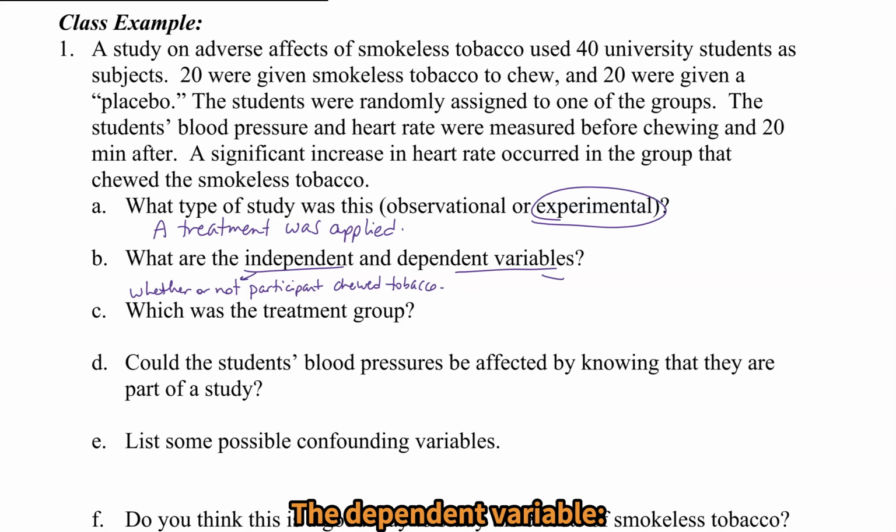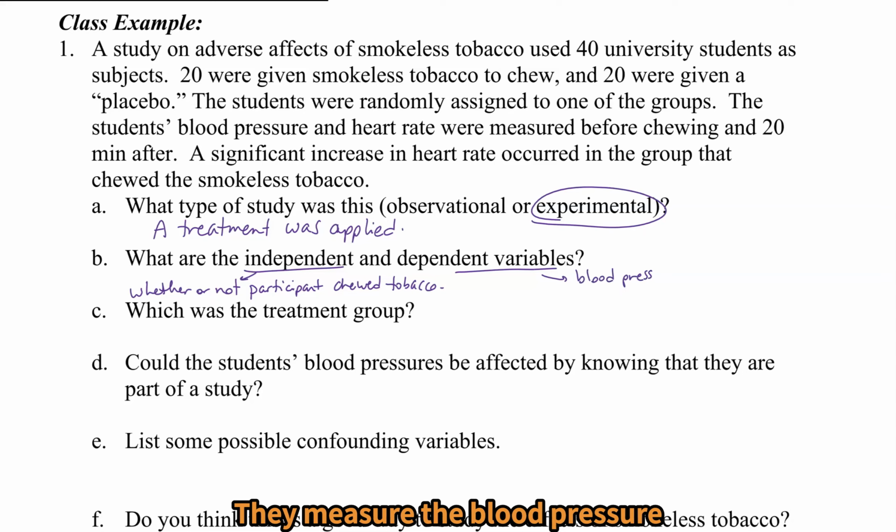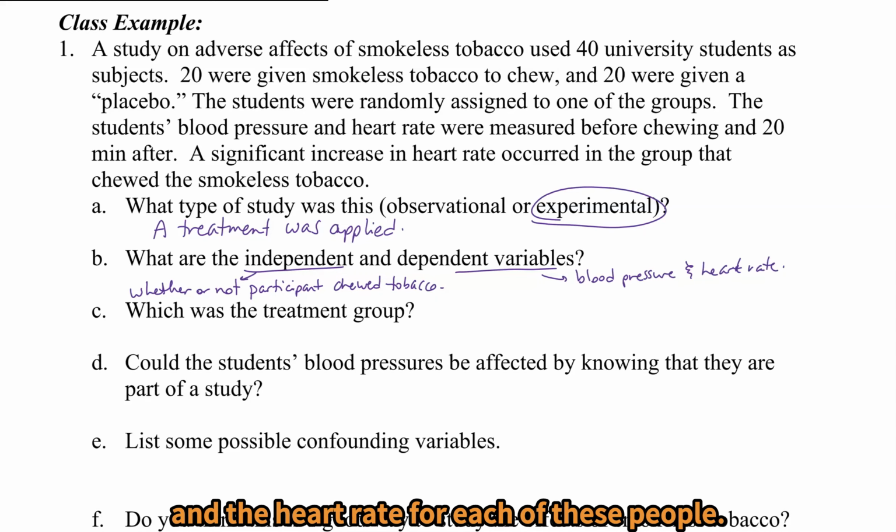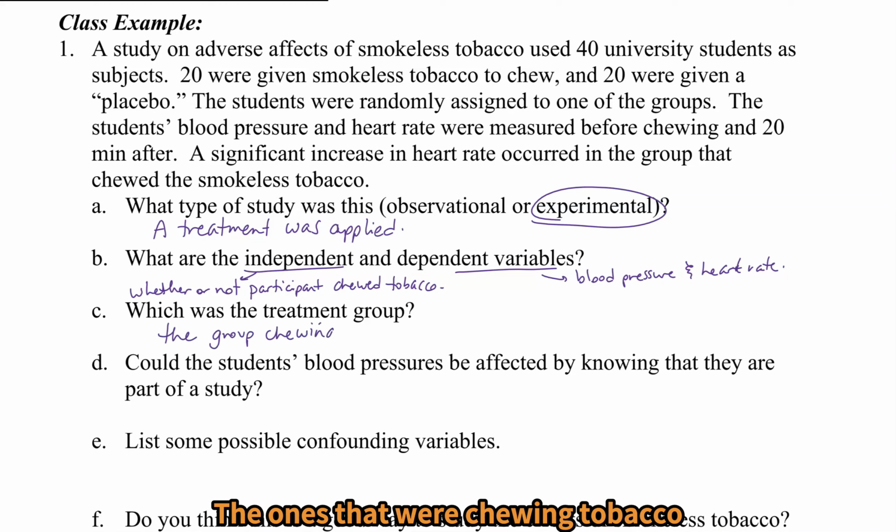The dependent variable, what did they measure? They measured the blood pressure and the heart rate for each of these people, which was the treatment group, the ones that were chewing the tobacco. The other group with the placebo is what we call our control group.